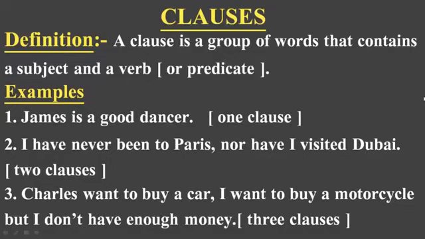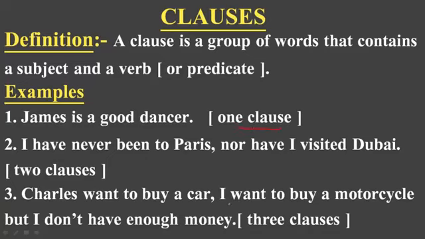Hello everyone. Today I will tell you details about a clause and its types. Definition: A clause is a group of words that contains a subject and a verb, or a subject and a predicate. Here I have given some examples. The first one, James is a good dancer.